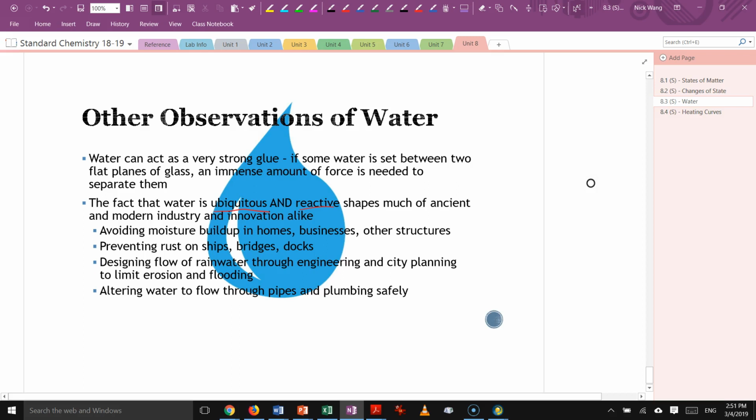We also need to prevent rust on these very important ships and bridges and docks. These ships, of course, are really important because a lot of the stuff we buy comes from overseas that gets shipped over the water. Bridges, we drive across them every day, and water is going to be constantly brushing up against them. So we've got to know how to handle that appropriately. Same thing with docks, right, with shipping. It's also important that we design the flow of rainwater so that our cities are safe. When there's a ton of water that comes down around us, if we didn't have proper planning for drainage, then we'd have a lot more destruction and a lot more bad things going on if that water isn't taken care of. And then, of course, you want to make sure that water flows through our pipes and plumbing safely. You want to make sure that we do have good, clean water that we can consume.